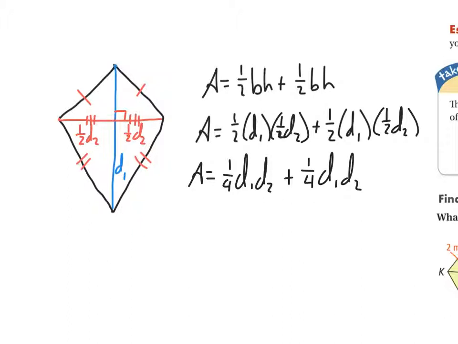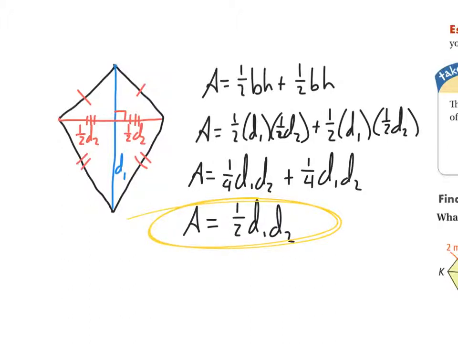Okay, now we're going to addition. Now I want to add these up. So if I have 1/4 plus 1/4, what do I have? 1/2. Those of you in foods, if they ask you to double a recipe and it says 1/4 cup, do it twice, don't say, well, where's the 2/4 cup measuring spoon? No, it's 1/2. Reduce the fraction. So it's 1/2 diagonal 1 times diagonal 2, and that is where the area formula comes from.